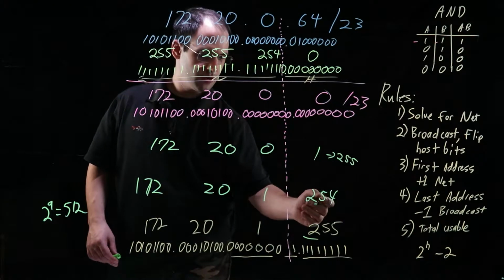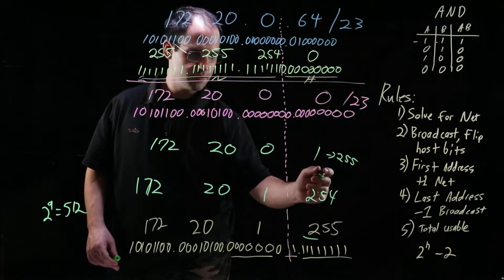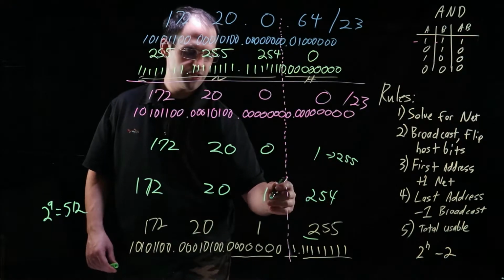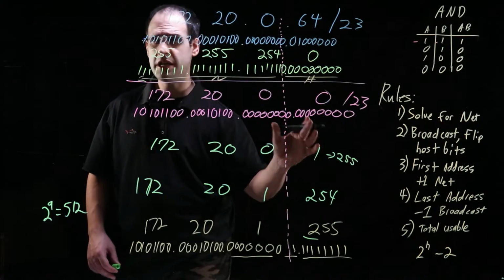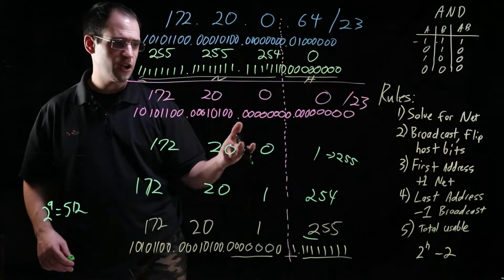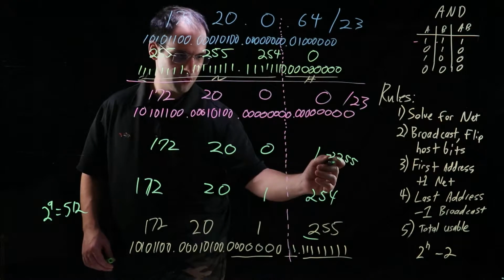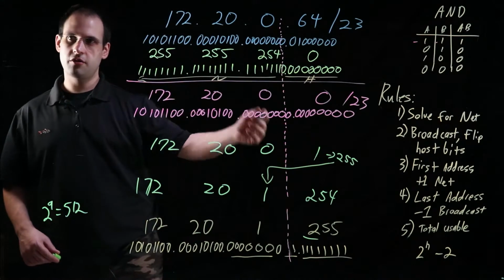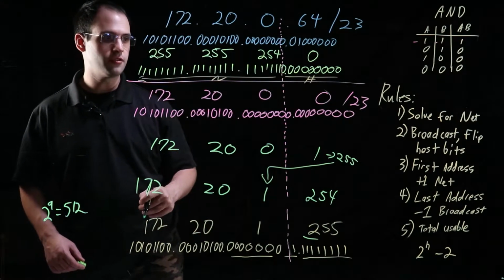In this case, 0.255 is a valid address, but remember, each octet can only go up to 255. So how do I get more? Well, I get more by increasing the next octet over.